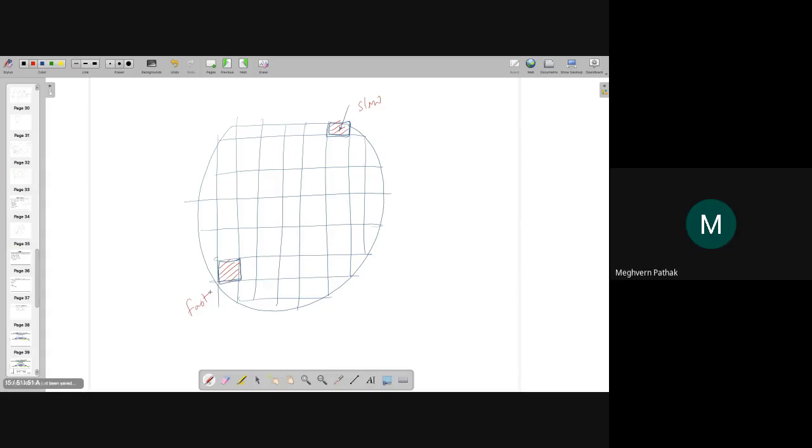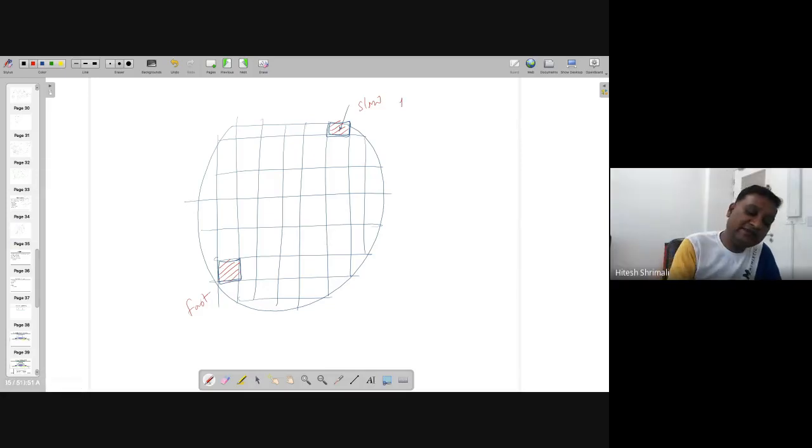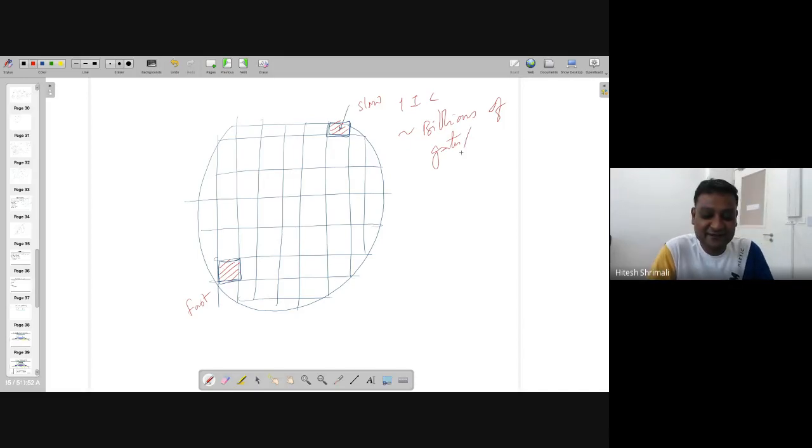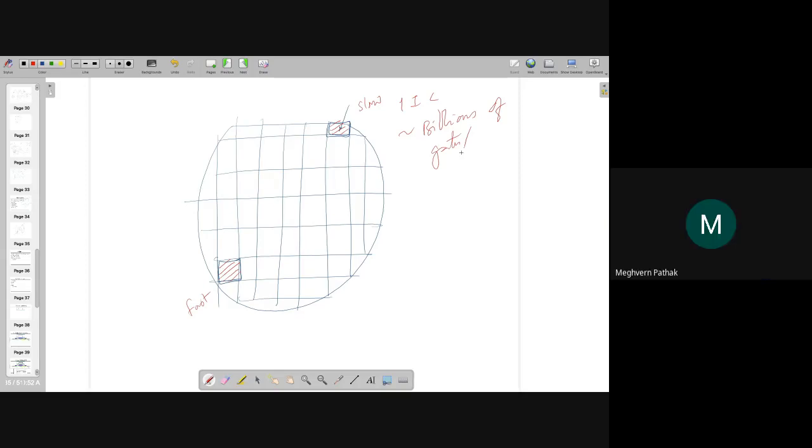Sir, does one square make one IC, or are there many? One IC. Which one IC? Almost billions of transistors, or you can say billions of gates. It might be trillions also, depending on your technology. If it is 1 nanometer, I'm talking about one IC, in 130 nanometer or maybe 65 nanometer. Okay, thank you, sir.